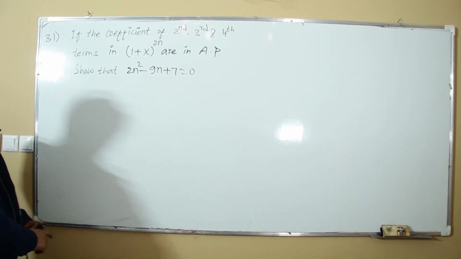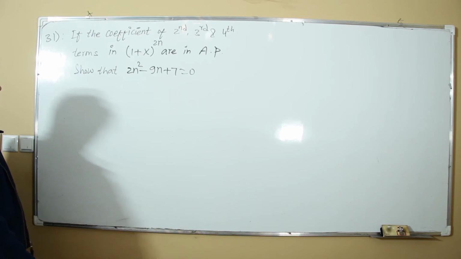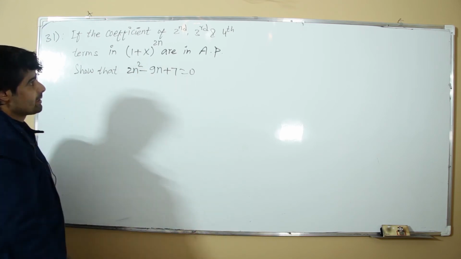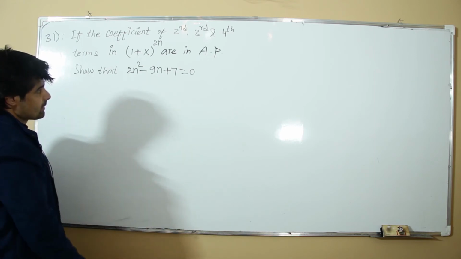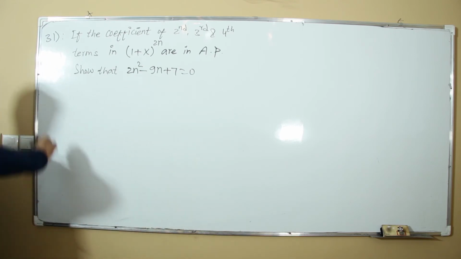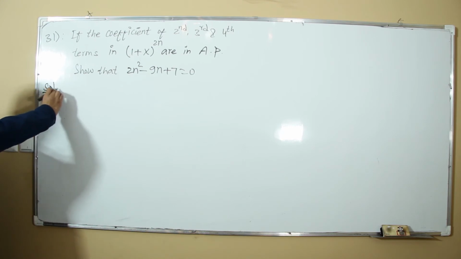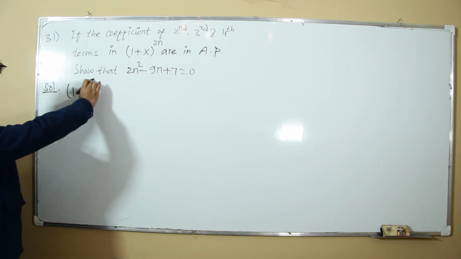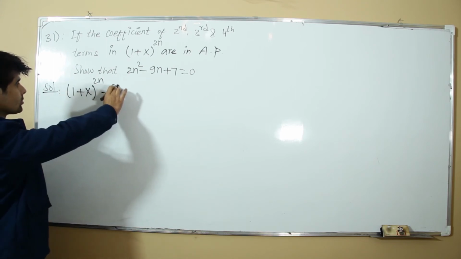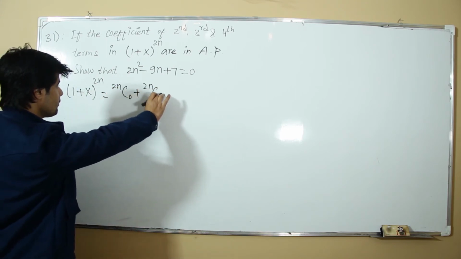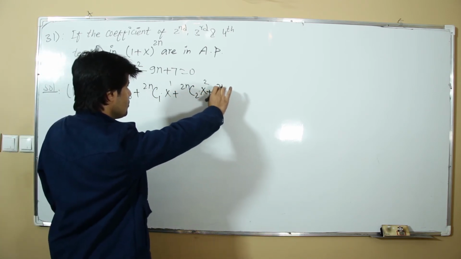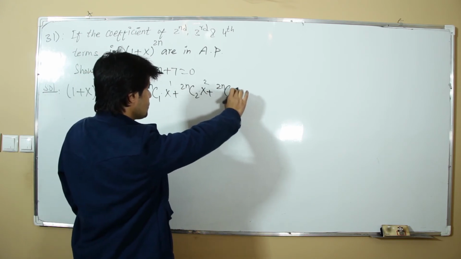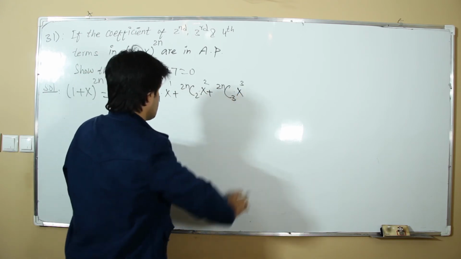Question number 31. If the coefficients of second, third and fourth terms in this expansion are in arithmetic progression, show that 2n squared minus 9n plus 7 is 0. By the way, if we want to talk about 1 plus x raised to the power 2n, what's the expansion? It is 2n c0, 2n c1 x to the power 1, 2n c2 x to the power 2, 2n c3 x to the power 3. Am I right?